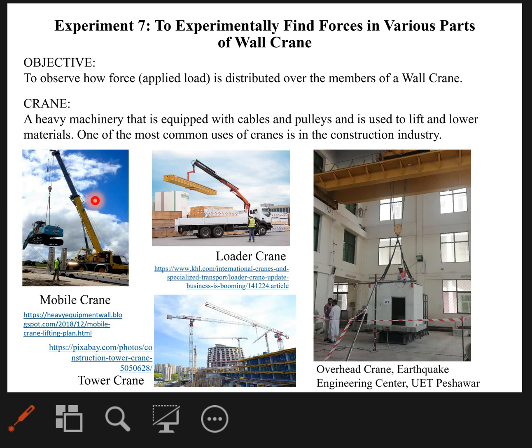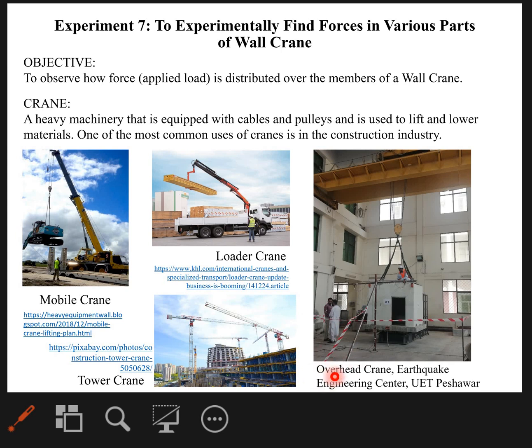It is basically a heavy machine which is equipped with some strong cables and pulleys in order to lift or lower materials or carry heavy objects to and from the site, construction site basically. So it is commonly used in the construction industry, and these images are showing different types of wall cranes doing different functions. In the first image you can see a mobile crane. In the second one you can see a loader crane which is carrying heavy load, and a tower crane which is also used in construction.